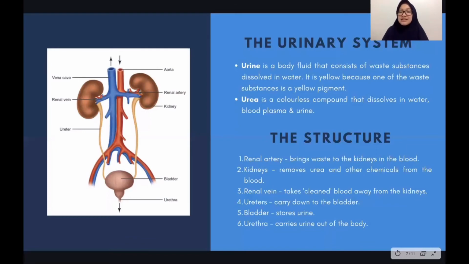The renal vein takes the clean blood away from the kidneys, and the ureters carry the waste down to the bladder. So the renal vein carries clean blood up, and the ureters carry the waste down to the bladder. And so the bladder stores that urine, and the urethra carries the urine out of the body when you feel you need to go to the toilet.